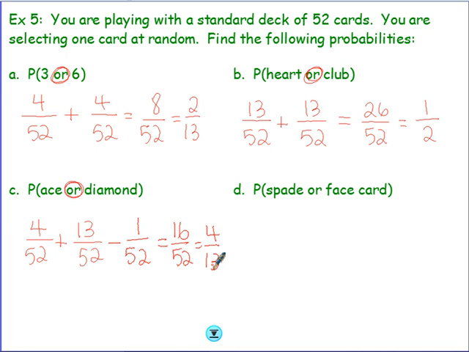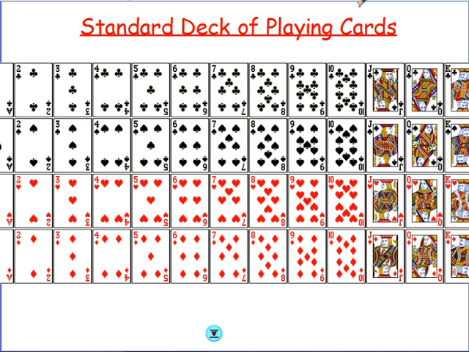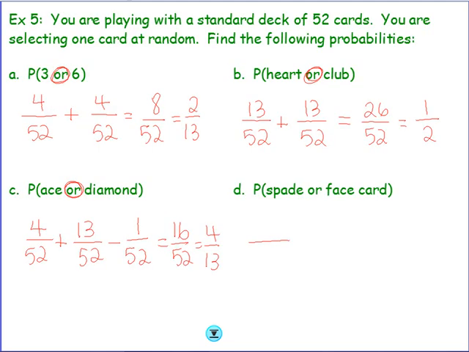All right, hopefully at this point you've tried this one on your own. Let's take a look for our spades. So first I'm going to clear all this out. All right, so our spades are this row right here. We have a total of 13 in that row out of 52.